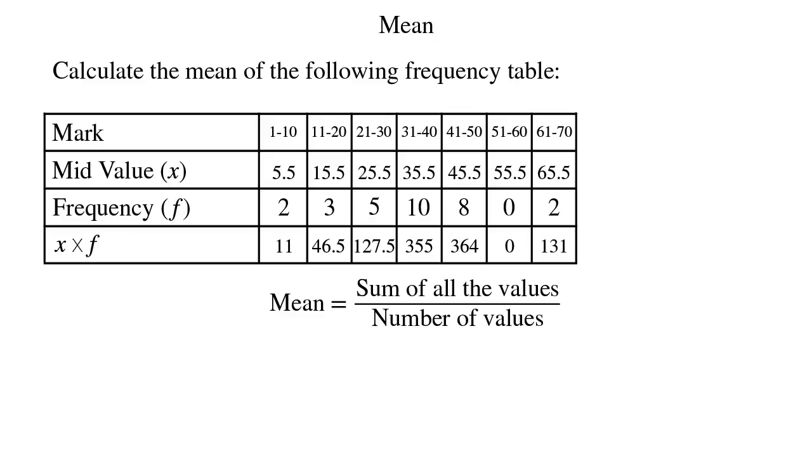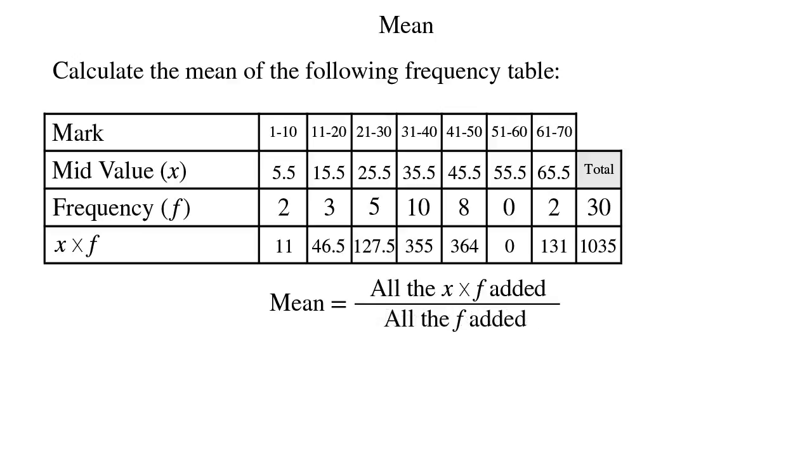So, first we need to add all the values in our frequency row together to find out the number of values we have, and that's 30, and the values in our x times f row together, and that's 1035. If we look at the formula for mean, what we're actually saying in relation to this frequency table is that we need to take all the values in the x times f row added together and divide them by all the values in the f row added together.